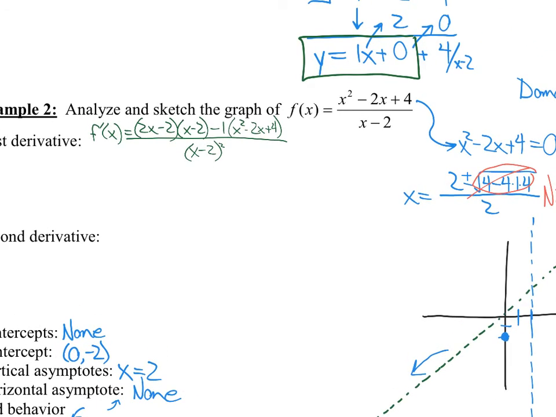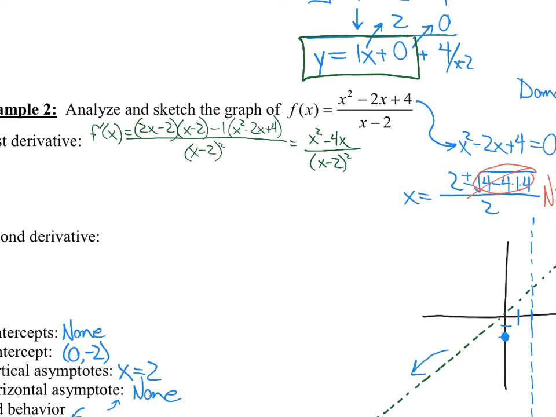We FOIL and simplify. I know you guys know how to do this, so we'll just do it fast. We have a 2x squared minus x squared, which is x squared. We have a minus 6 plus 2, so minus 4x. We have a plus 4 minus 4, so that's 0. That's nice. Alright, so that whole thing simplifies down to this, and we can factor out x.